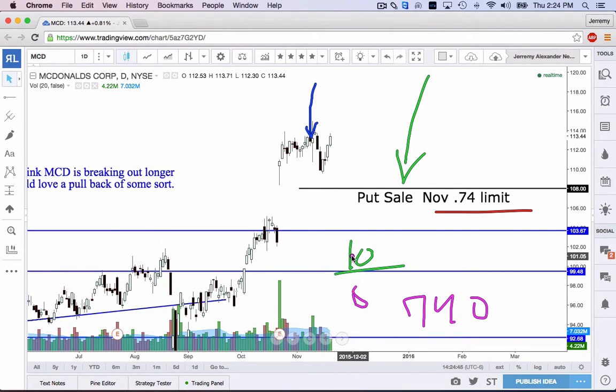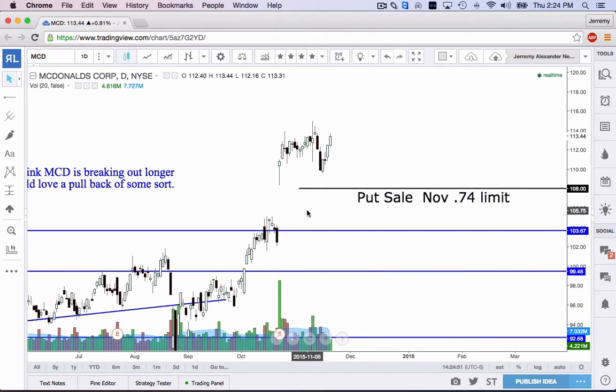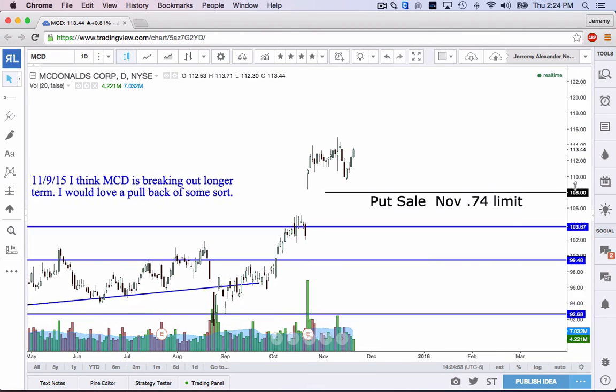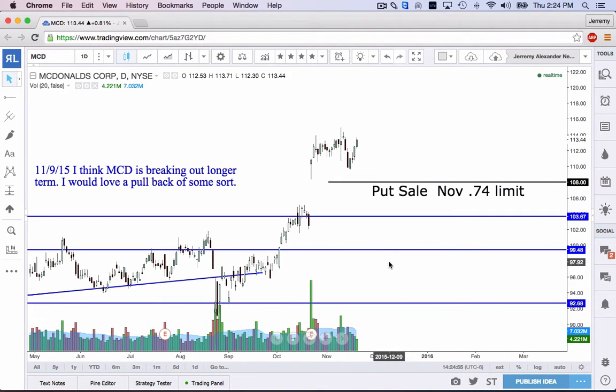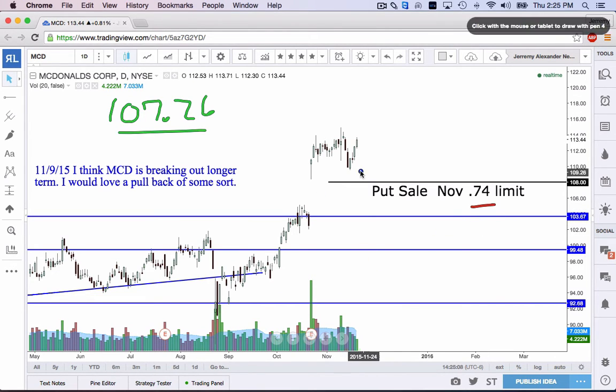And obviously, I always will say this, if you do any naked put sales, you've got to be okay owning the shares. What do you guys think? Would I be okay owning the shares on McDonald's at 108 after doing all the analysis that I did? I'd say yeah, absolutely. Sure. So I would have a cost basis of 107.26. That would be my new cost basis because I got 74 cents for the put sale.